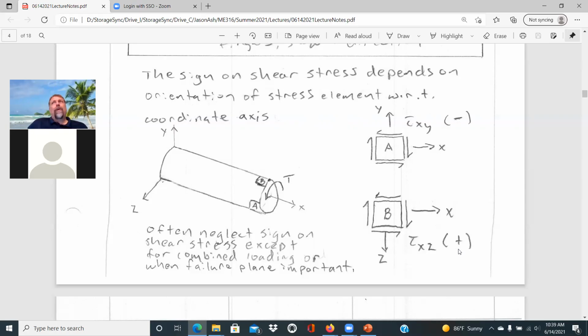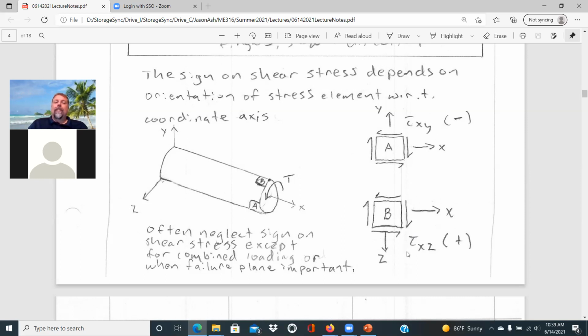And so this question came up. It must have been a semester I was teaching ME316 or machine design. But the question came up is, how do you know if it's a tau XY or tau XZ? And then how do you know if it's a positive or negative? And so I updated my earlier lecture notes to make that clearer.